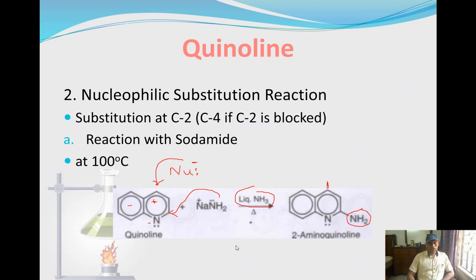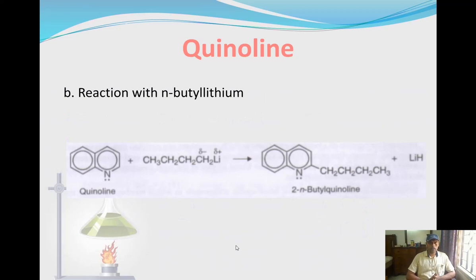So next we will see the same reaction but with n-butyllithium. In the case of n-butyllithium, this is the n-butyl group, and this is lithium. Lithium is partially positively charged, and n-butyl is partially negatively charged. So this is going to attack here. This is the nucleophile. The nucleophile is going to attack on position number 2, so you're going to get 2-n-butylquinoline as the product.